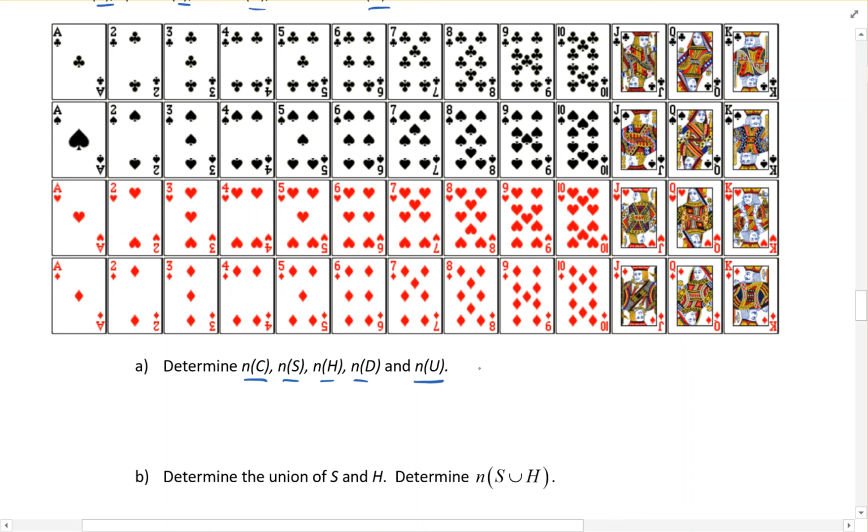So the number of elements in the universal set, well, that's going to be how many cards there are in a deck, right? So the number of elements in the universal set is going to be 52. It's 52 cards in the deck. Number of elements in clubs, well, that's divided by 4. There's a quarter of that many, so there's going to be 13. And that's going to go for the rest of them too, right? They're all even. So number of elements in spades, 13. Number of elements in hearts is 13. And number of elements in diamonds is also 13.